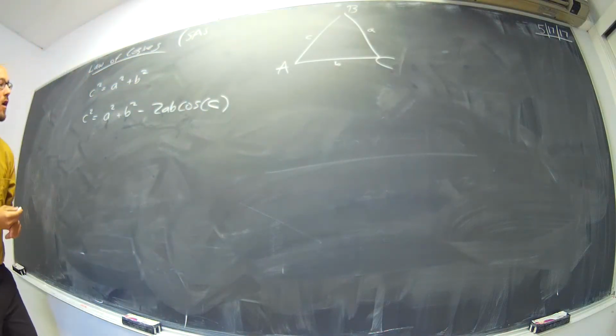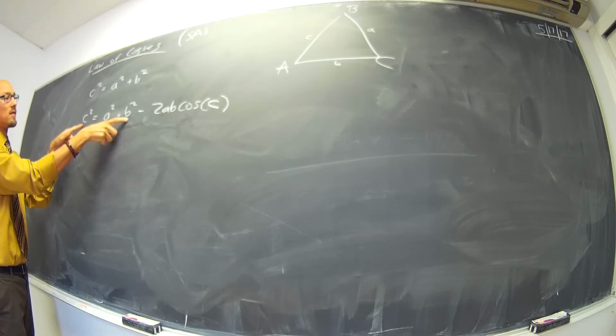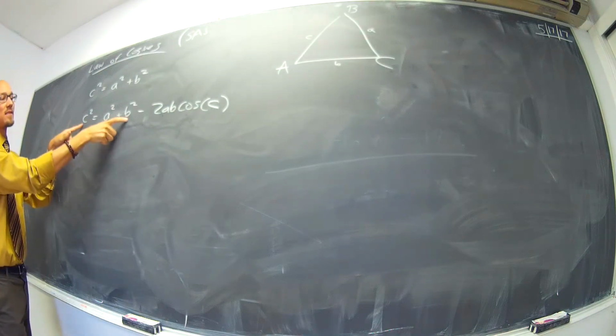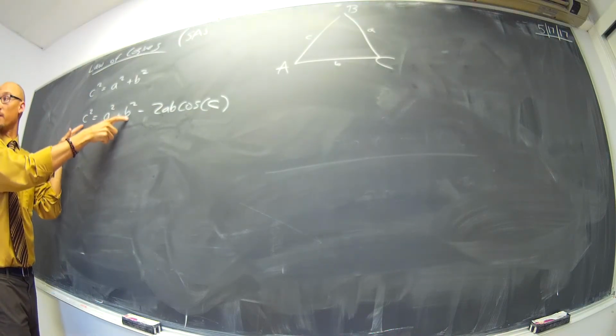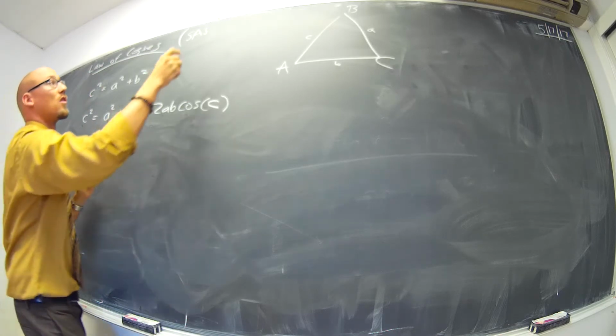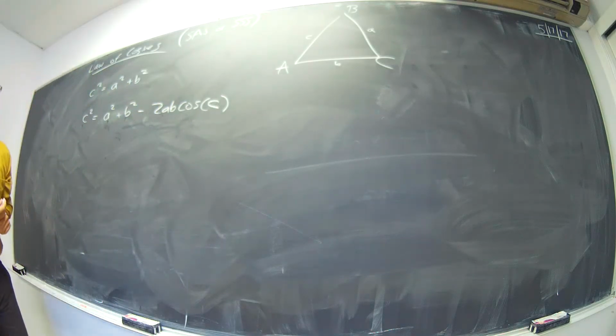Or if I knew all three of these sides and was missing an angle, I could find an angle. So if I had side, side, side, that would work also, because I can plug in three things and solve for the fourth. So side, angle, side, or side, side, side, that works out fine and dandy.